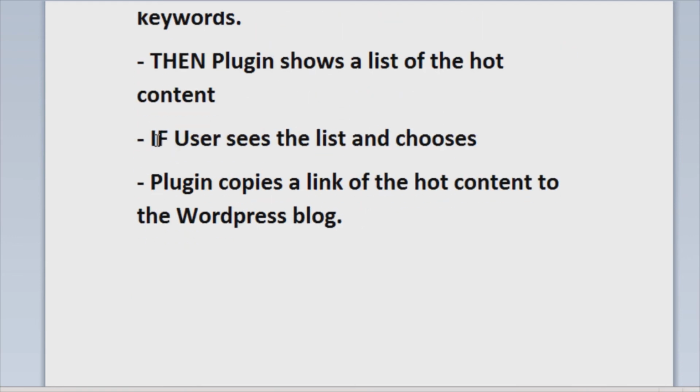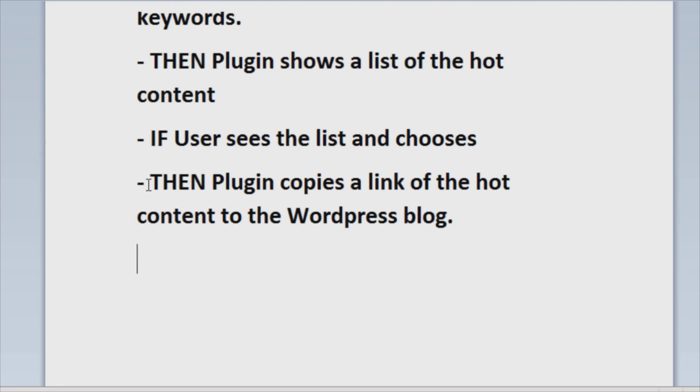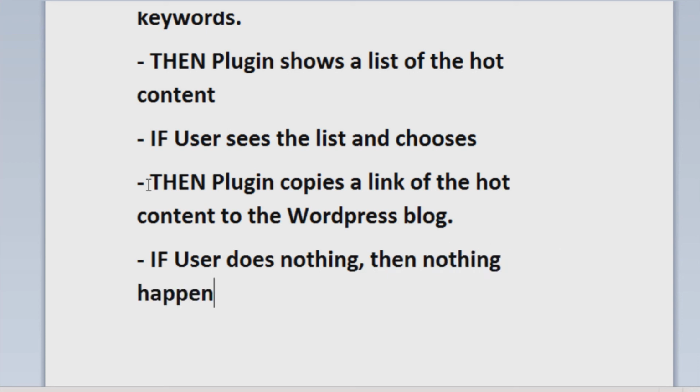Then if user sees a list and chooses, then this. Now, obviously, if user does nothing, then nothing happens. So it's pretty self-explanatory. Most of the time, that's the case. So we're pretty much done now. That's all we need to do.